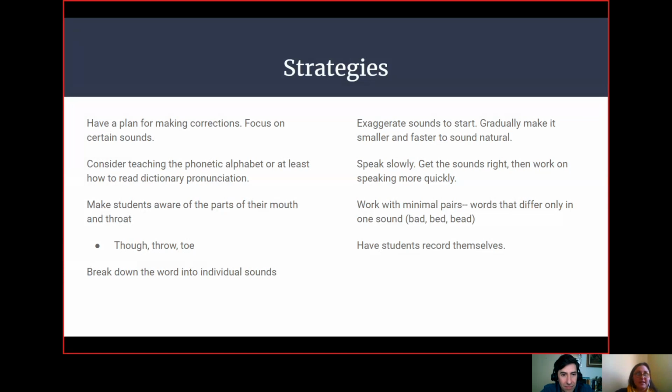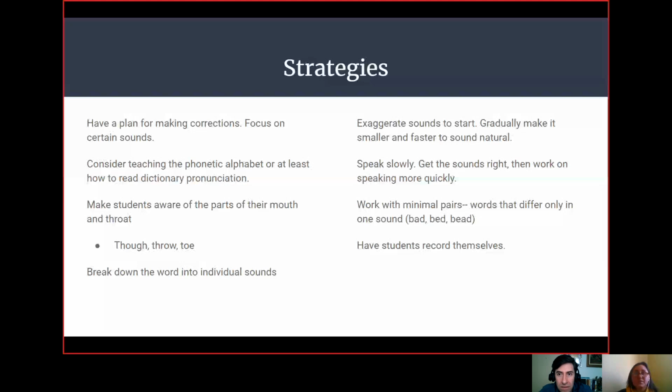Breaking words down into individual sounds, especially with longer, more complicated words, is really helpful. So break it down into individual sounds and then bring them together, say it a little faster, and work towards making it sound natural. And part of this strategy can be really exaggerating those sounds. It might sound silly, it sounds unnatural, but it's a good way to practice making those difficult sounds.